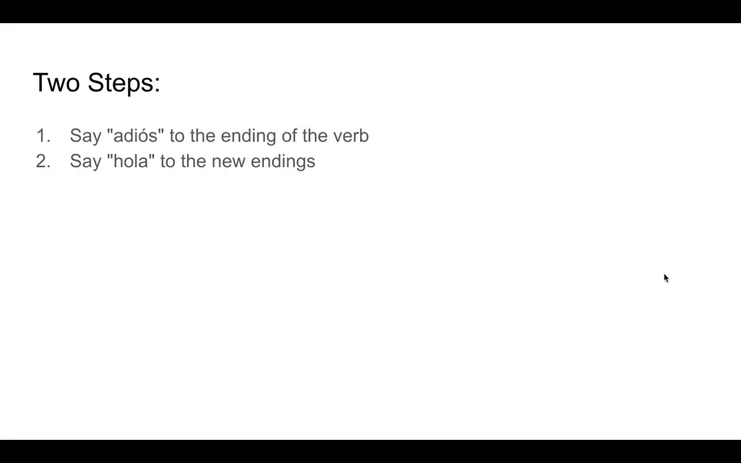The first thing I'm going to do when I see any verb in Spanish is say adios to the ending, or the last 2 letters of my verb. After I do that, I've got to say hola to the new endings. And I'm going to know what those new endings are based on the ending of the verb itself. So let's take a look at what those endings are.